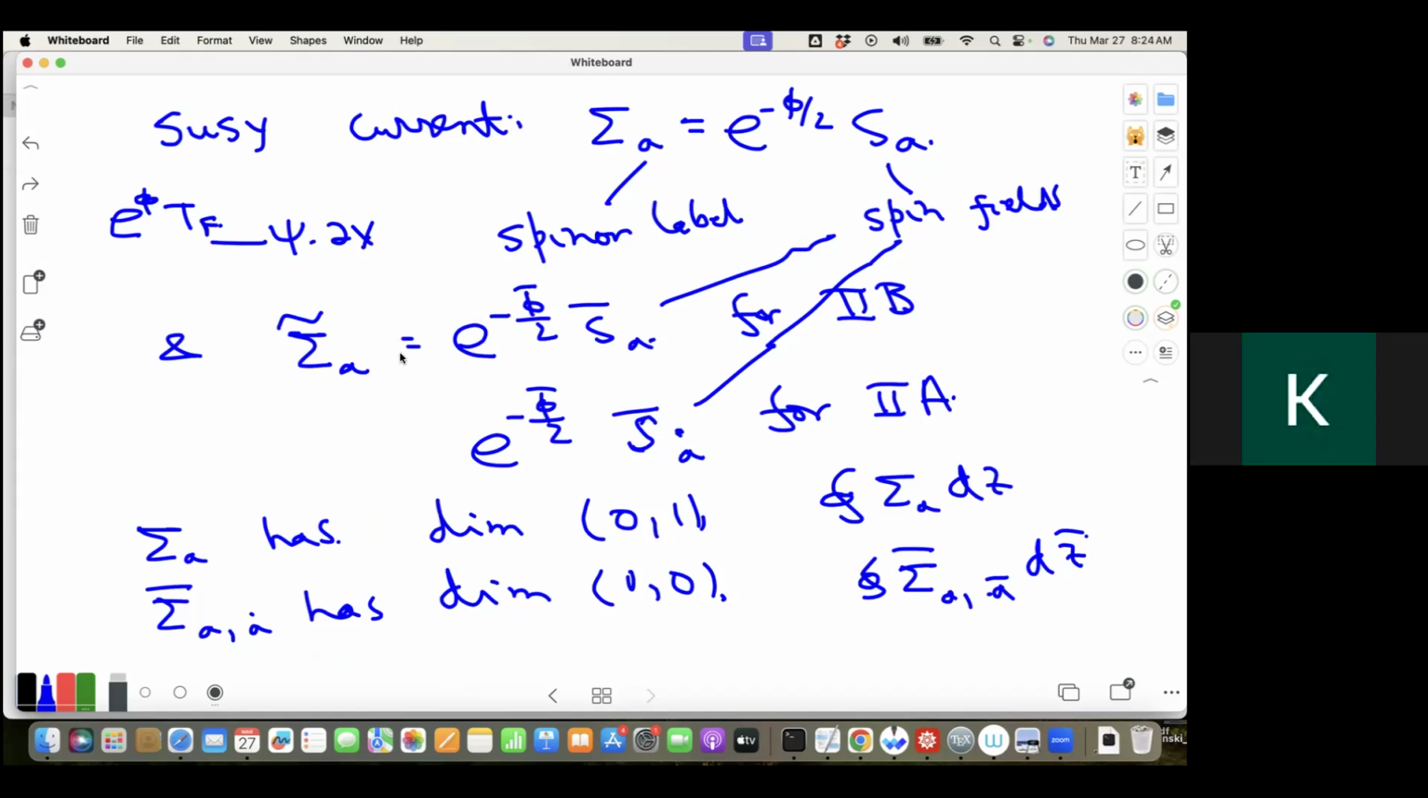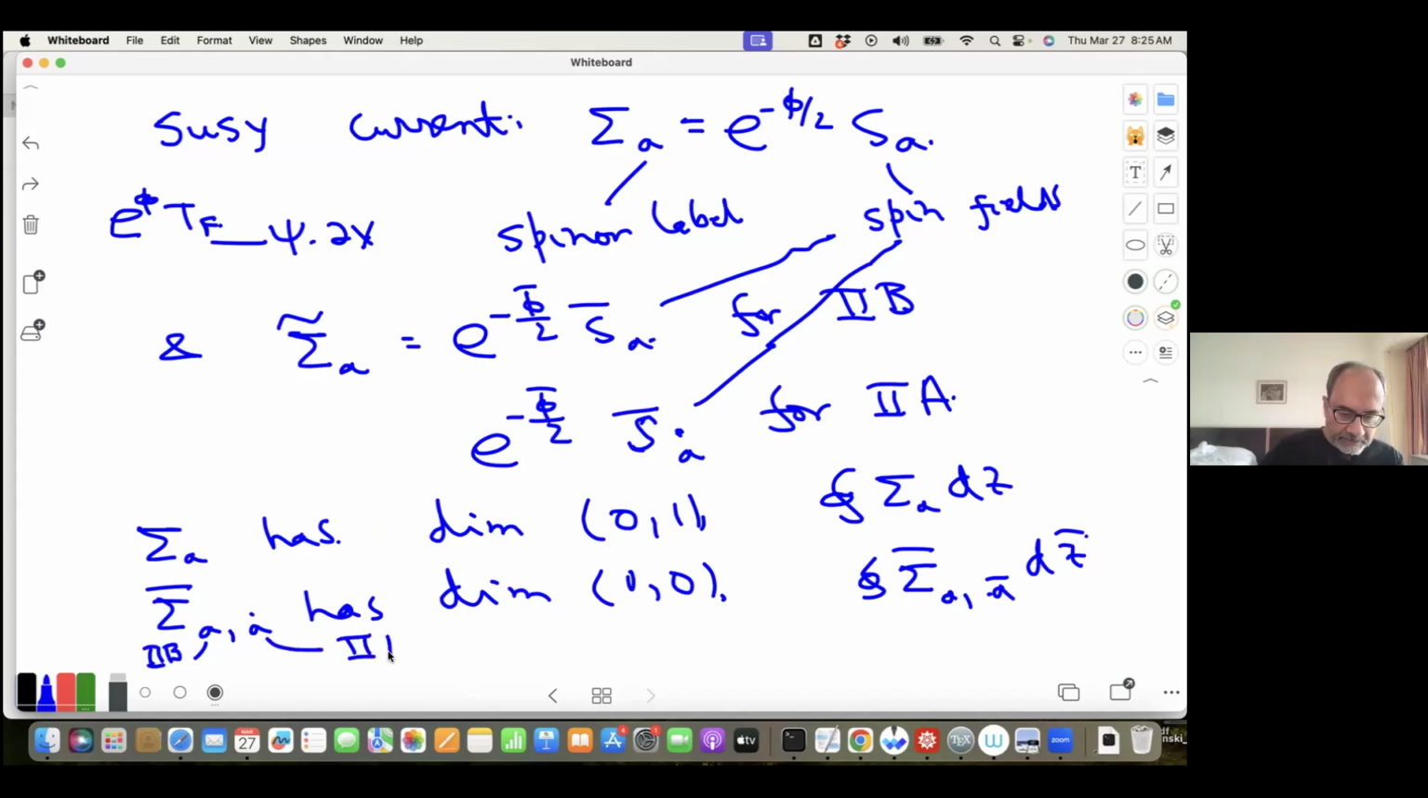Okay, what is this notation, sigma bar A comma A-dot? Oh, A is for 2B and A-dot is for 2A. Yeah, 2B, this is for 2A. Okay, is this clear? Are there questions?